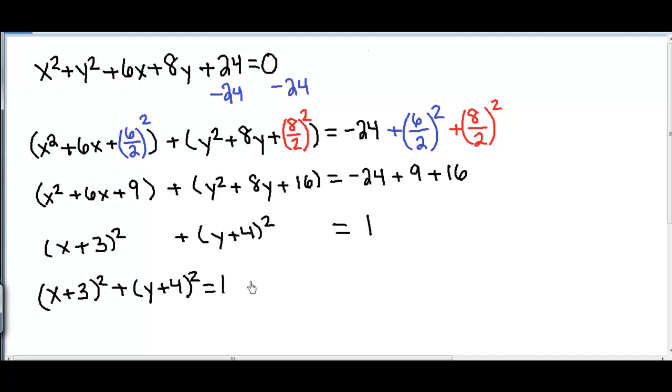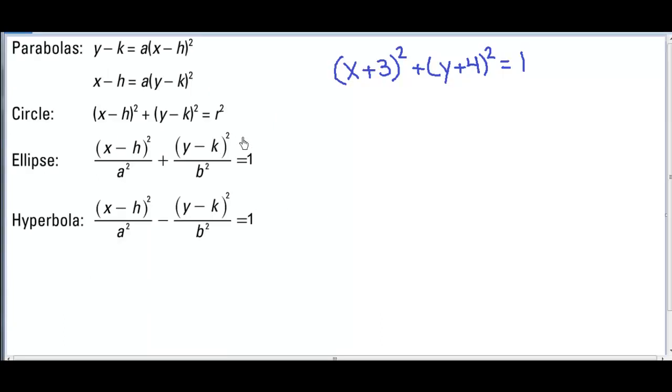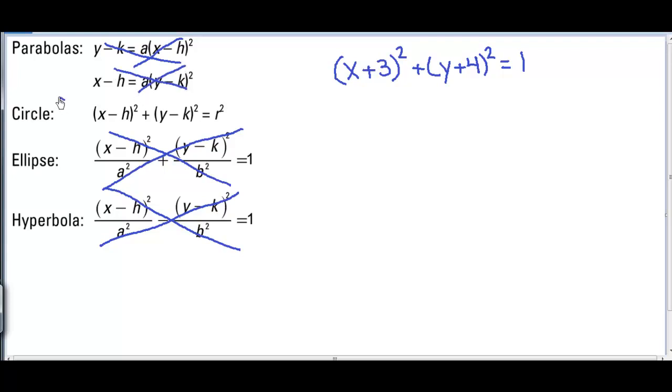So we have completed our square, and the next step is to go back to our equation and identify the conic section. So we have x plus 3 squared plus y plus 4 squared equals 1. The first thing I notice is that there's no denominator. Well, actually, they're both 1. So we know it's not a hyperbola, and we know it's not an ellipse. And then I look at the parabolas, and there's only one squared term, either x or y, not both, so we know it's not that. So the only thing left is a circle.